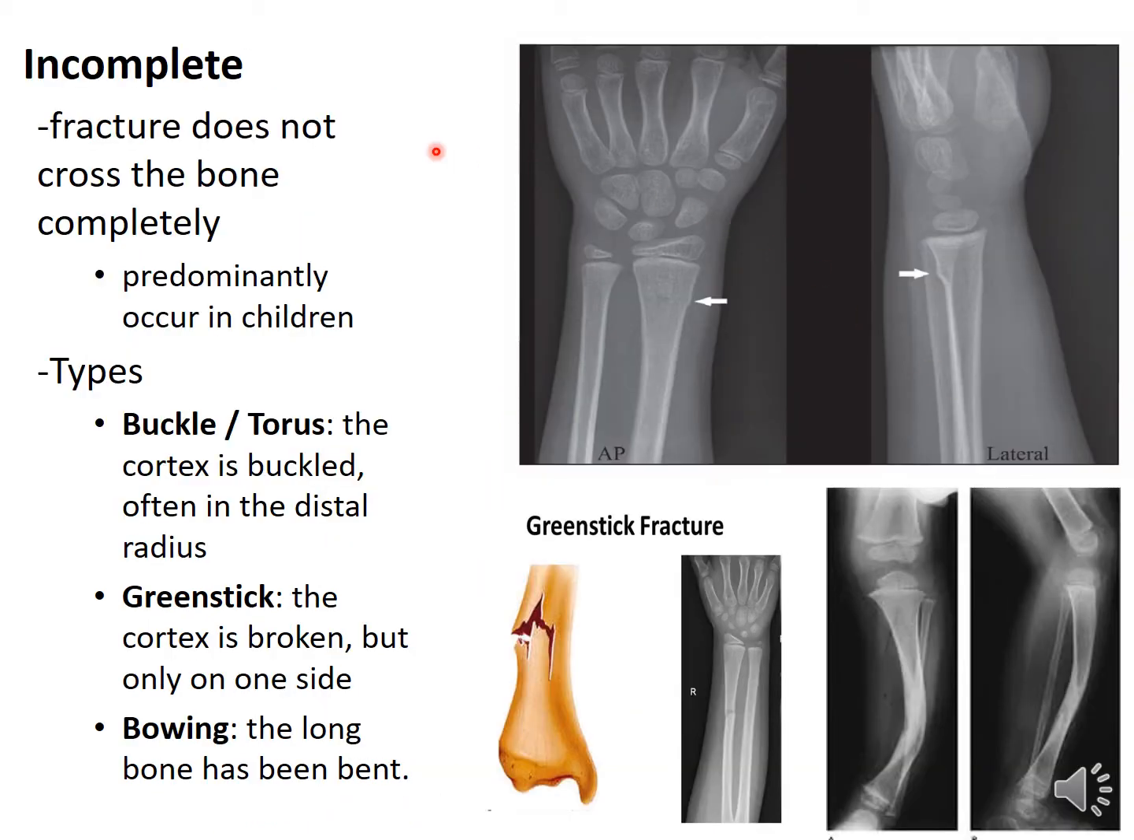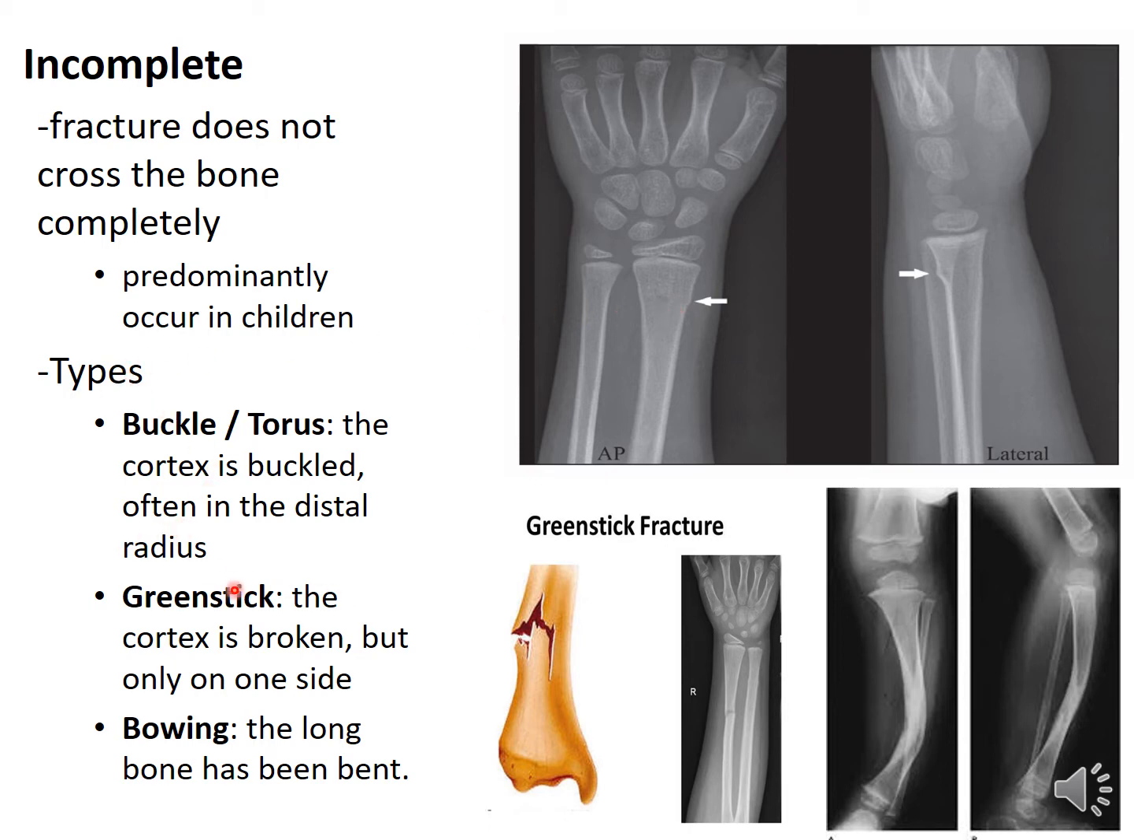Next, the incomplete fracture. It means the fracture line does not cross the bone completely. It predominantly occurs in children. The types are buckle or torus type. Here the cortex is buckled, in the distal radius. There is no visible fracture line, but the cortex has been buckled. So it's called a buckle or torus fracture.